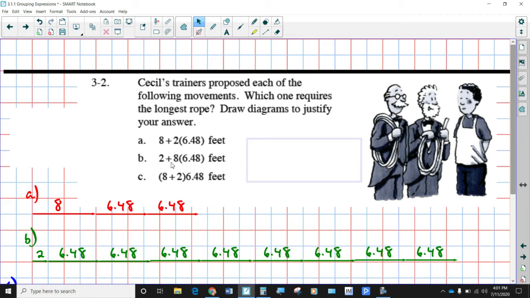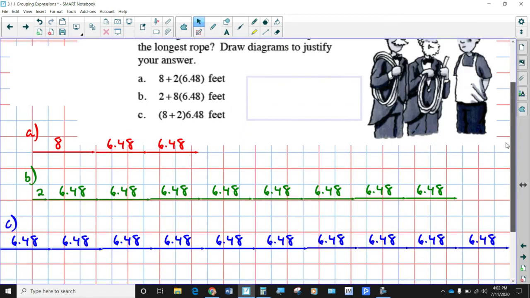Wait, is this, yeah, the rope. We're talking about the longest rope that would be needed. The rope for B has to be longer than the rope for A. Now, they didn't ask us to actually declare what the length of these ropes are, so I didn't include that. So we're just going off the visual, okay, not the number.